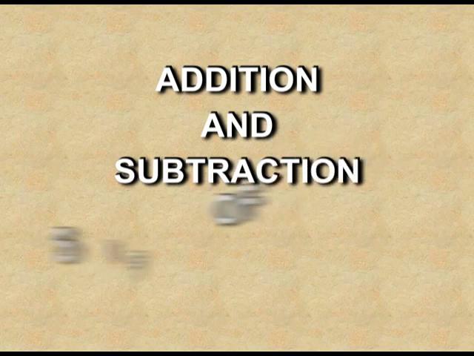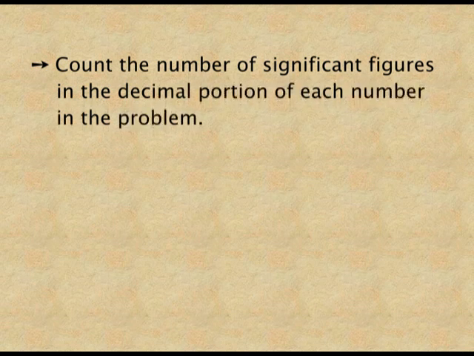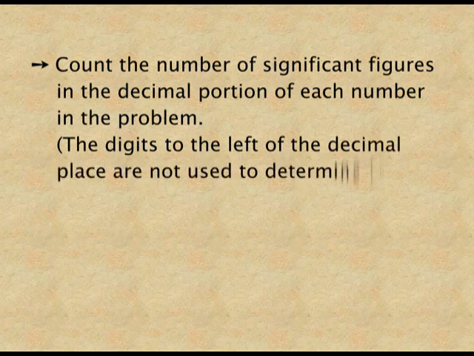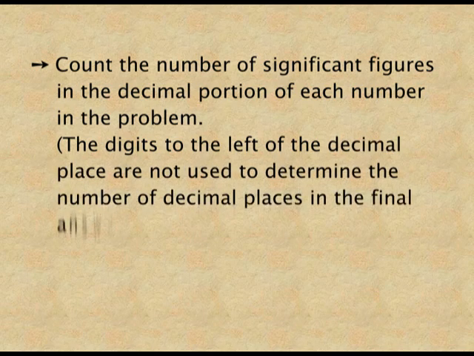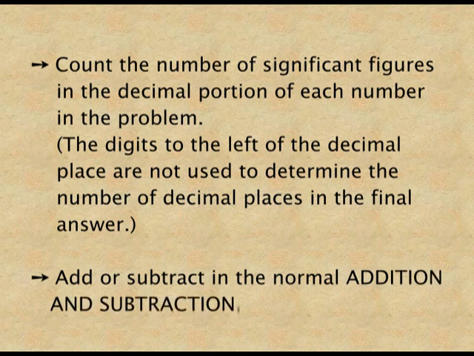Addition and subtraction of significant figures. Count the number of significant figures in the decimal portion of each number in the problem. That is, in the problem you have to see how many decimal places are there. The digits to the left of the decimal place are not used to determine the number of decimals. First of all, add or subtract just like we do in normal addition and subtraction and find out the answer. Then while reporting the answer, you have to follow a rule.